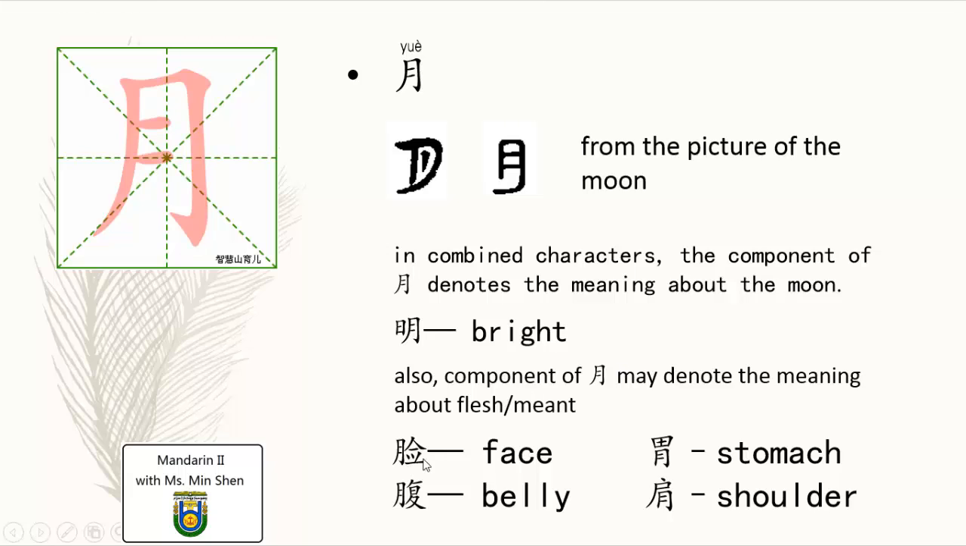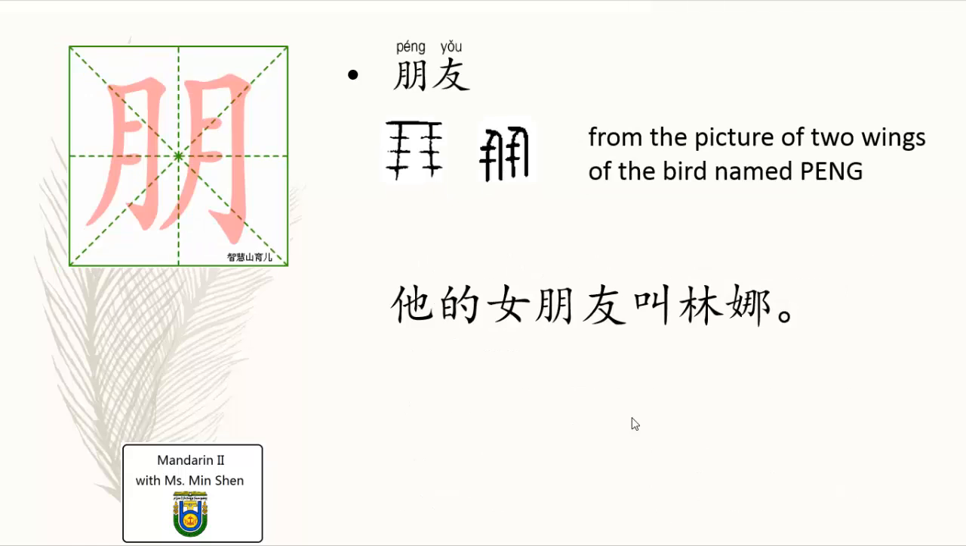For example, face, it's fleshy, belly, 脸, 腹, 胃, stomach, 肩. You can see all these characters have it either at the left hand side, or the bottom, or even inside. They all look like moon, 月, but it presents the meaning of flesh or meat. When we double it, 两个月, right? We double it, it's from this picture. Actually, it's nothing to do with moon. It's more about flesh. And when we double it, it's the wings of a big bird.